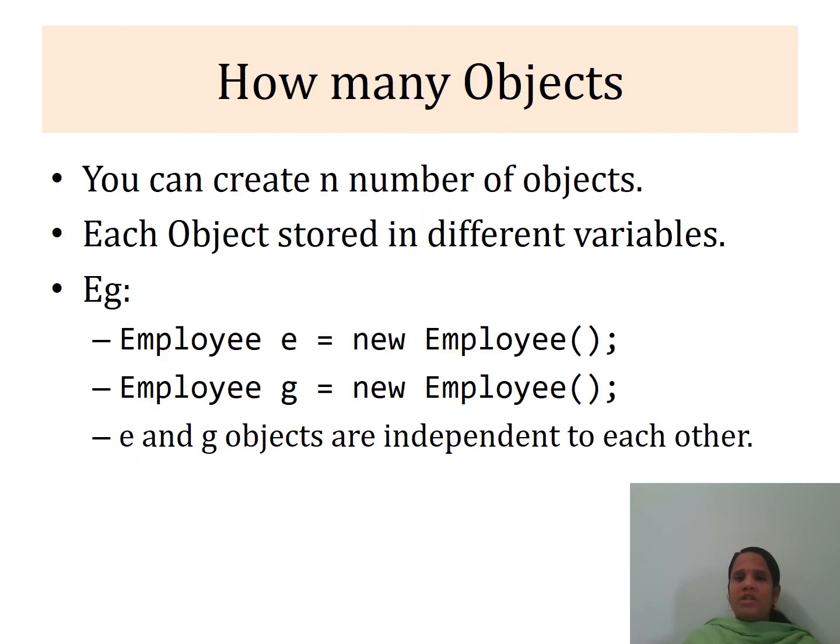So how many objects can we access? More than one object we can access. Here two objects we created, E and G. So E and G are independent of each other. It's not the same. It's independent.